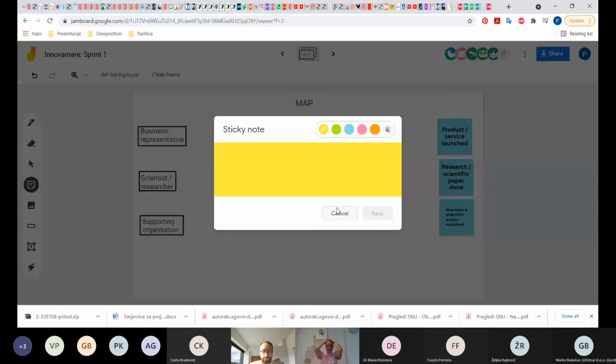Okay, can we start from the business representative? So let's say in case of some company, just to make it more clear on how the mapping works and what it includes, so that you have an idea on what steps we are trying to achieve.